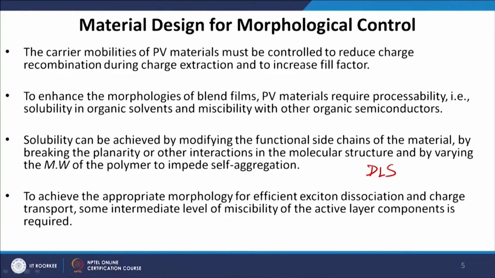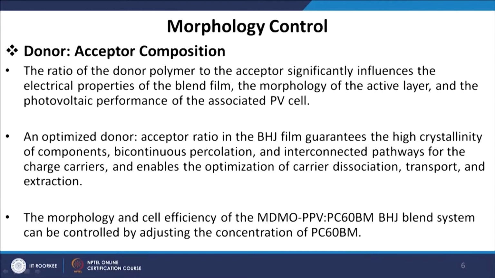To achieve the appropriate morphology for efficient exciton dissociation and charge transport, some intermediate level of miscibility of the active layer components is required. As we mentioned, miscibility with the acceptor is also important. So, not only the donor solubility, but how it mixes with the acceptor actually determines the phase separation. The donor acceptor composition, the ratio of the donor polymer to the acceptor, significantly influences the electrical properties of the blend film, the morphology of the active layer and the photovoltaic performance of the associated cell.